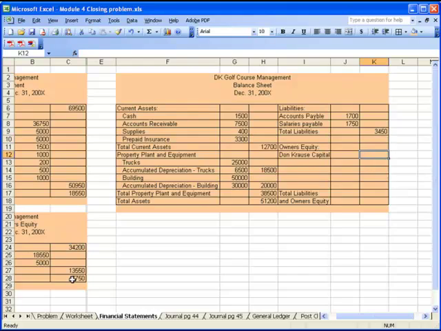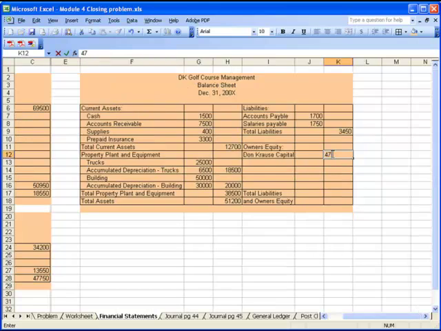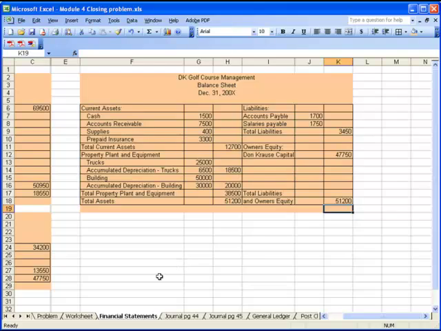Our owner's equity, this is the only number, our ending capital number, that does not come from the worksheet. This number comes from our statement of owner's equity. Over here, it's $47,750. So we need to go in here and put $47,750. And our total liabilities and owner's equity is equal to our liabilities plus our ending capital, and it's $51,200. We see that our balance sheet balances, our total assets equal our total liabilities plus owner's equity. And so we've now completed step 3 of our instructions, which is to create financial statements from the worksheet. And really the reason for doing the worksheet is to get to this point very quickly and efficiently.